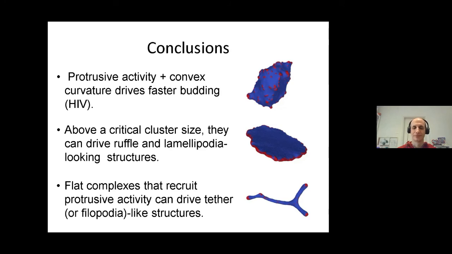Yeah, I have one question. Can I go ahead? Anirban from IIT Bombay. Hi. So, did you say anything about why this convex curvature promotes polymerization?